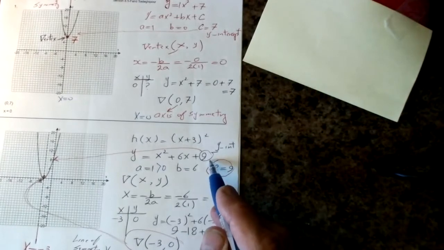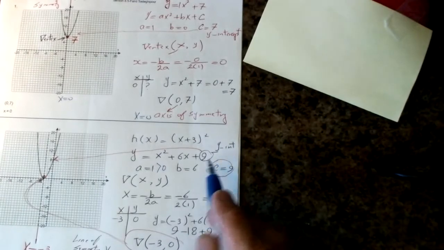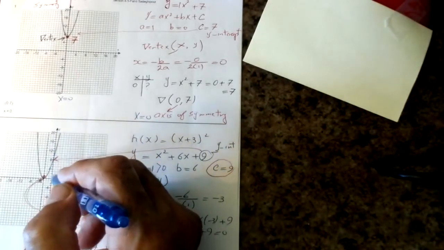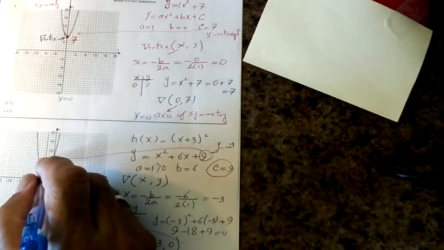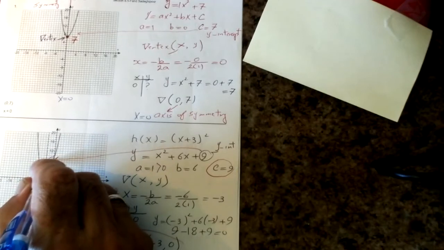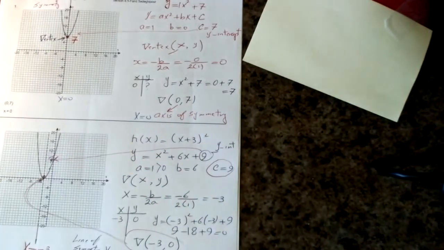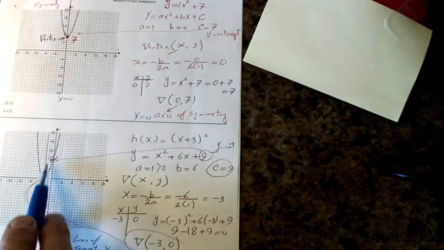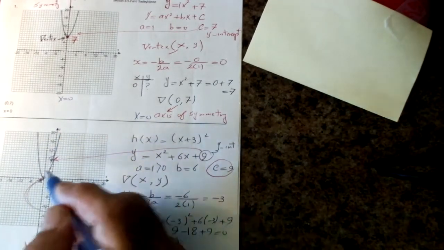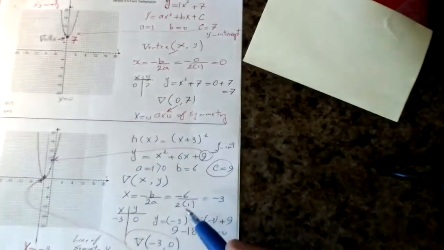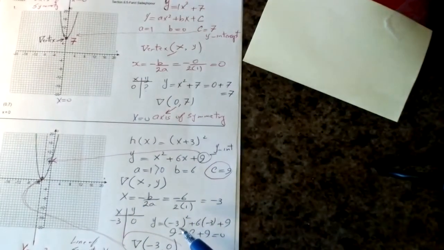Y-intercept is 9, means the parabola intersects the y-axis at 0, 9. So at that point, the parabola intersects the y-axis. So you already have this point. Now you need to find the vertex.